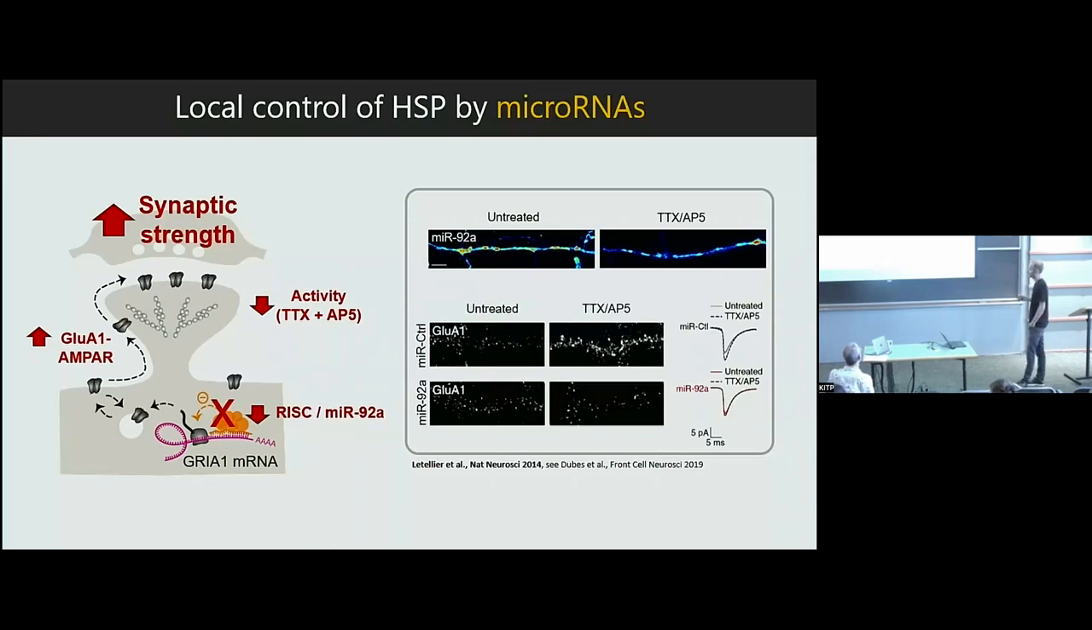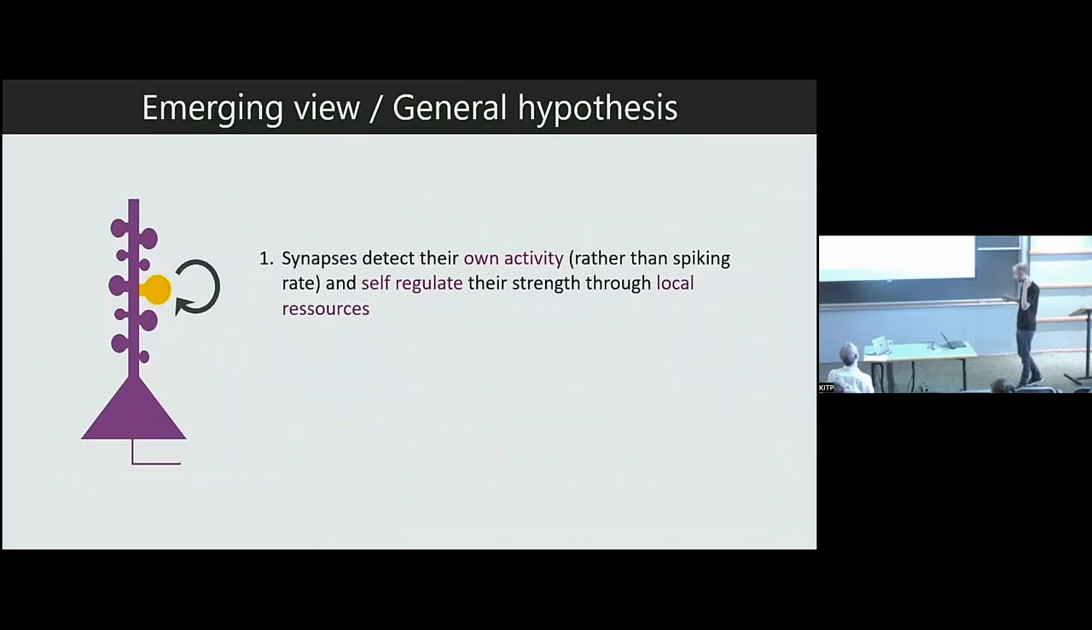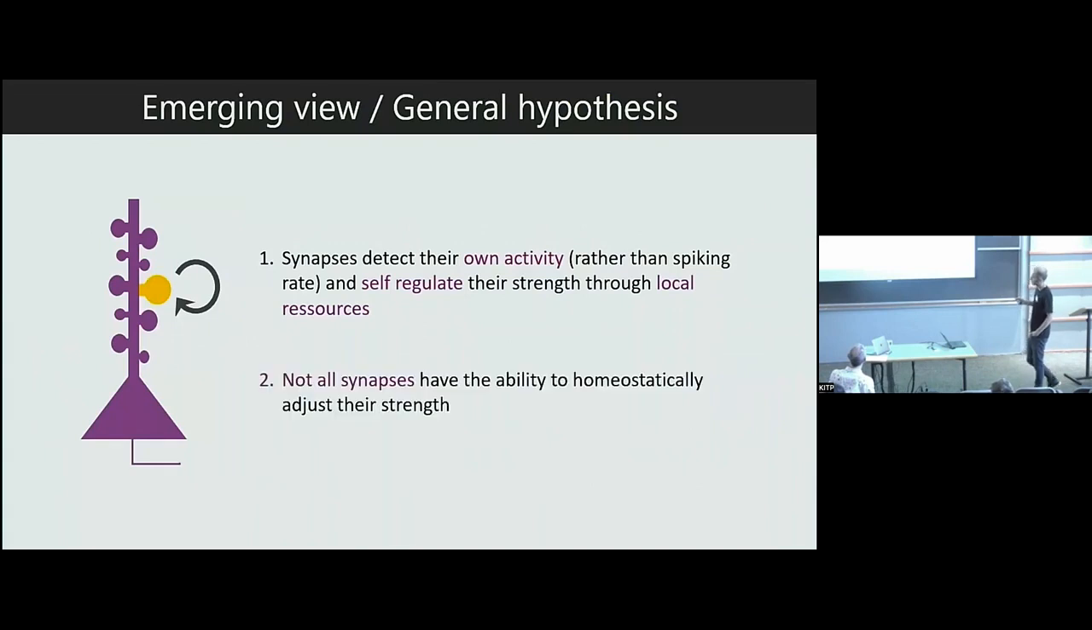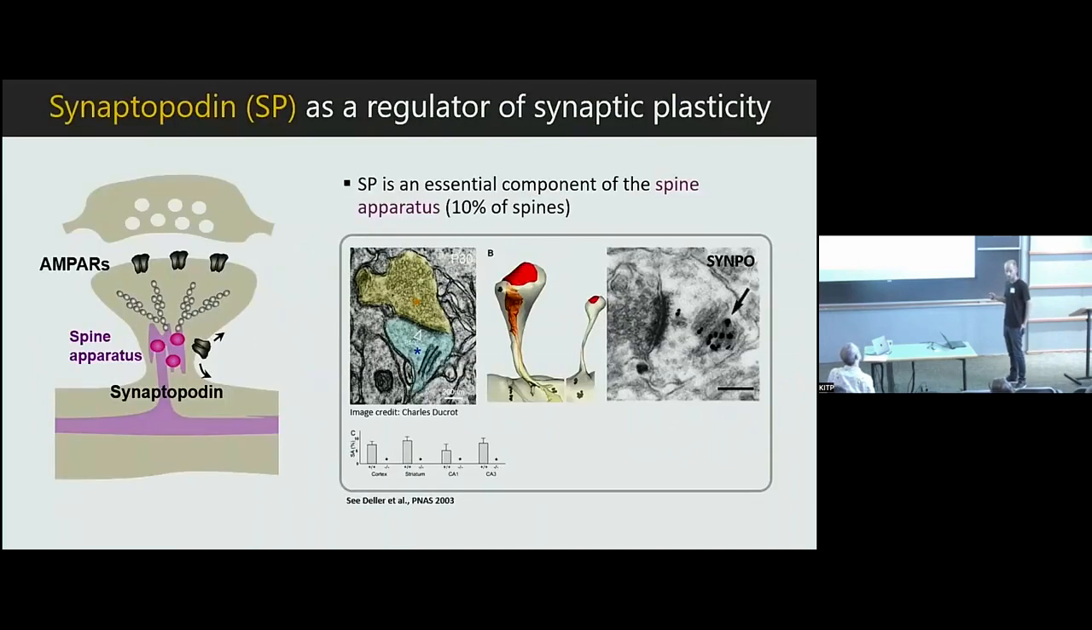And we found that if you overexpress this microRNA to compensate for the downregulation, there is a blockade of the homeostatic response. So all this led us to propose this emerging view that synapses may detect their own activity rather than the spiking rate, at least in some situations, and self-regulate their strength through local resources. And the second point is that not all synapses have the ability to homeostatically adjust their strength. So these were our hypotheses, and we decided to study Synaptopodin as a molecular handle to get further into these ideas. And I'm going to explain why Synaptopodin.